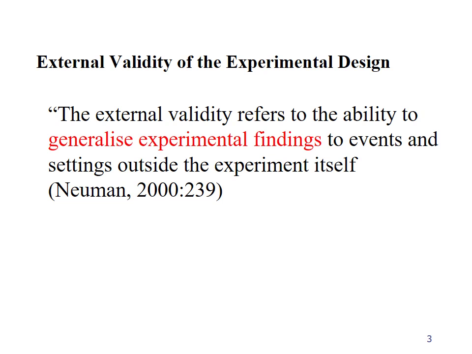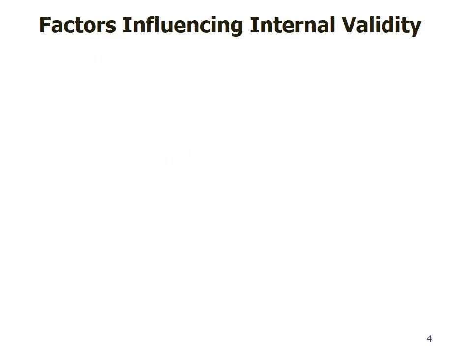And of course, these types of validity are affected by some factors. In other words, the experiment sometimes might not be externally or internally valid because certain things happen during or after or before the experiment. Here are some factors that influence the internal validity of an experiment.